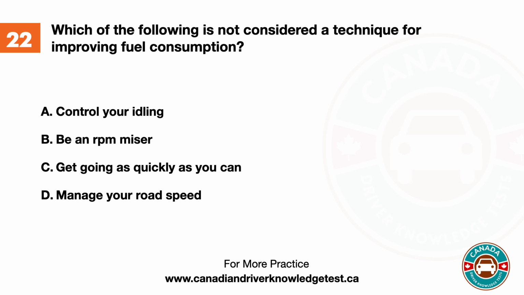Question 22. Which of the following is not considered a technique for improving fuel consumption? A. Control your idling. B. Be an RPM miser. C. Get going as quickly as you can. D. Manage your road speed. The answer is C. Get going as quickly as you can.